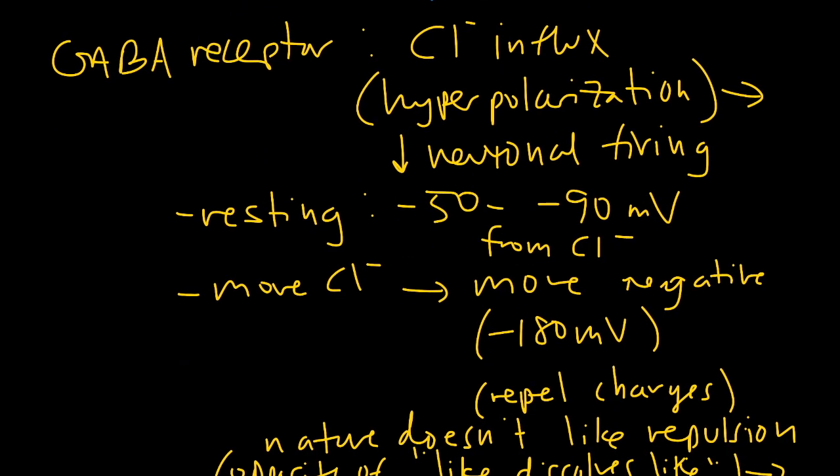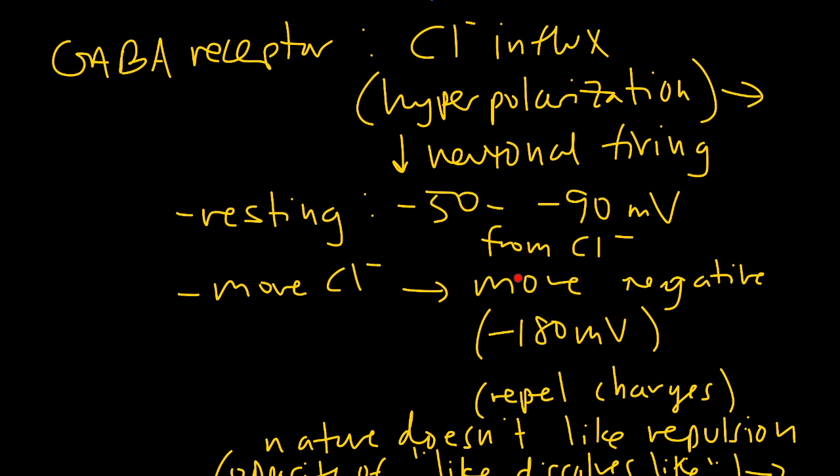In case y'all don't know by now, the GABA receptor works on inhibition through chloride influx. So the resting state of the neuronal cell is negative 50 to negative 90 millivolts. This comes from the chloride ion, because remember, chloride is negative, and so when the neuron is not activated, chloride runs through it, and this negative charge contributes to negative 50 to negative 90 millivolts charge through the neuron at its resting non-active state. When you influx chloride through it, you hyperpolarize it to decrease neuronal firing.